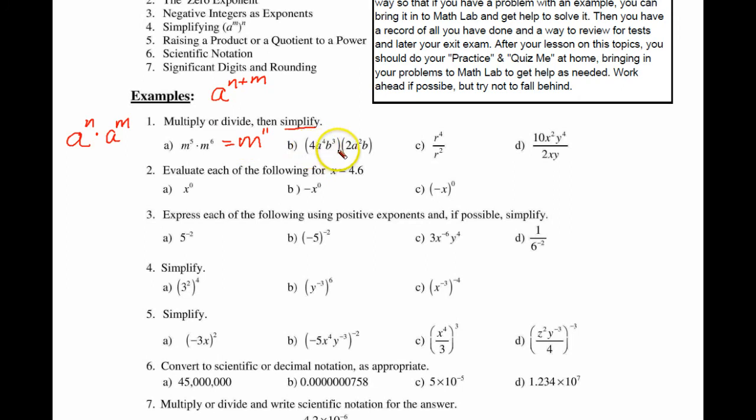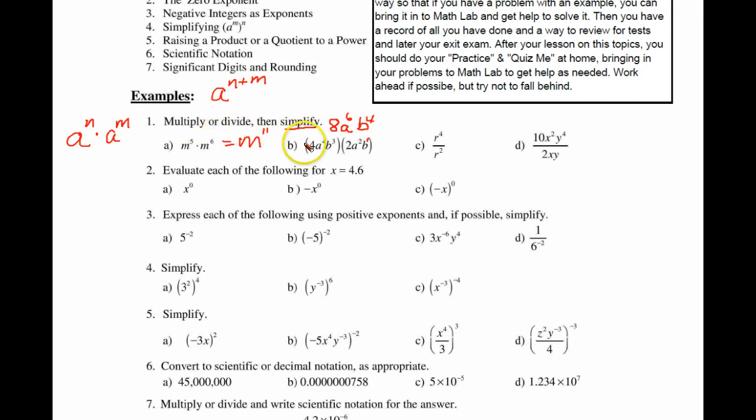Now, as we look at letter B, it's something similar, but notice on this letter there is no exponent. Well, when there isn't an exponent, a 1 is assumed to be there. So we multiply our numbers. 4 times 2 is 8. A to the fourth, a to the second, add them: a to the sixth. b to the third, b to the first: b to the fourth.